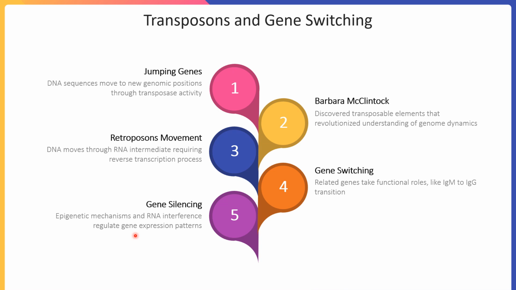So here we are studying various terms like jumping genes, retroposons movement, gene switching or gene silencing. So these are various other possible mechanisms by which gene expression is controlled. So gene expression is controlled in enormous ways, like at the level of transcription, at the DNA. So we are studying various concepts of regulation of gene expression.